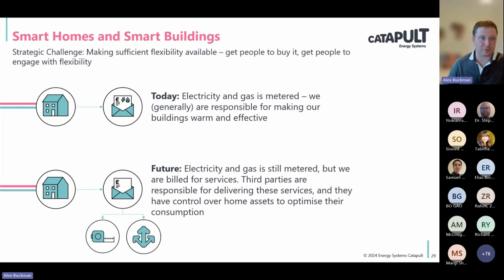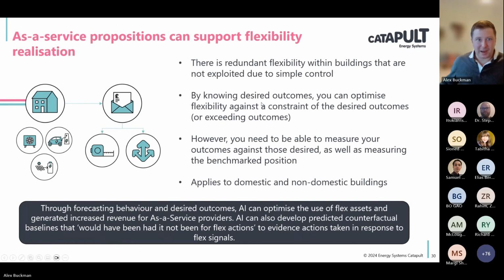That kind of process can accelerate the uptake of low carbon technologies, but also make sufficient flexibility available, what system operators call liquidity when it comes to flexibility. It's about how a service-based proposition can enable that to happen. So as-a-service propositions can support flexibility realization. It's about making that redundant flexibility within buildings available.